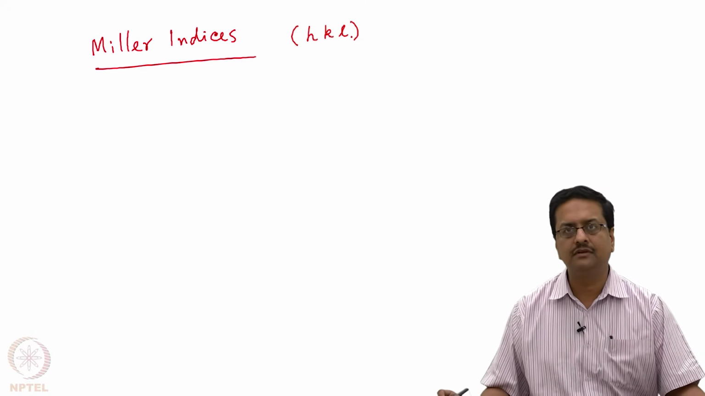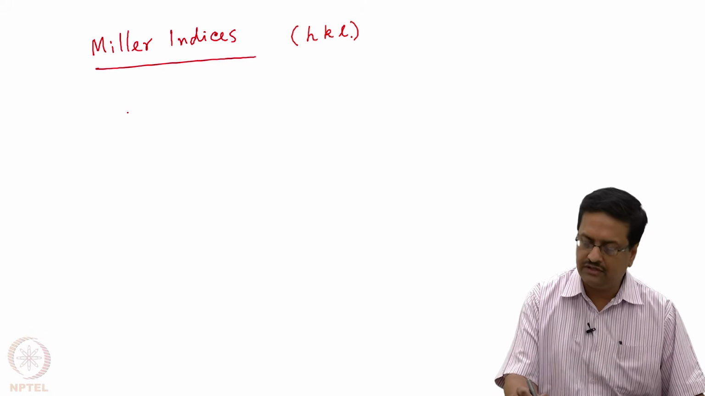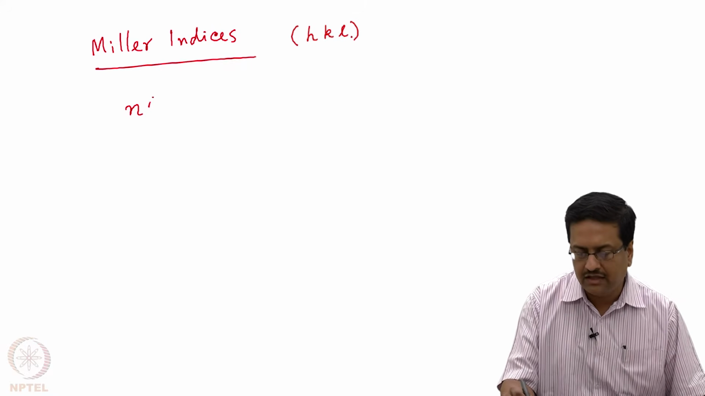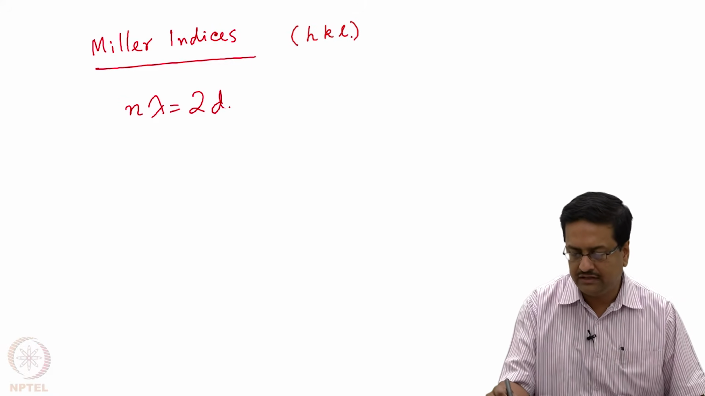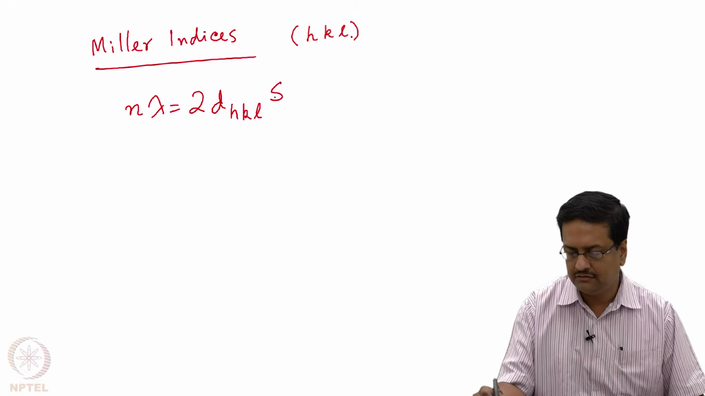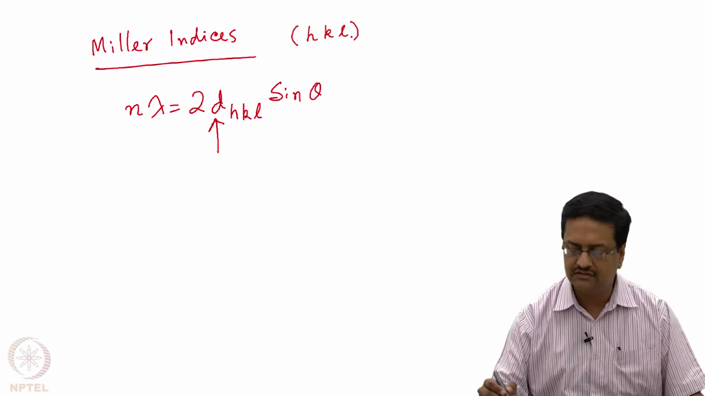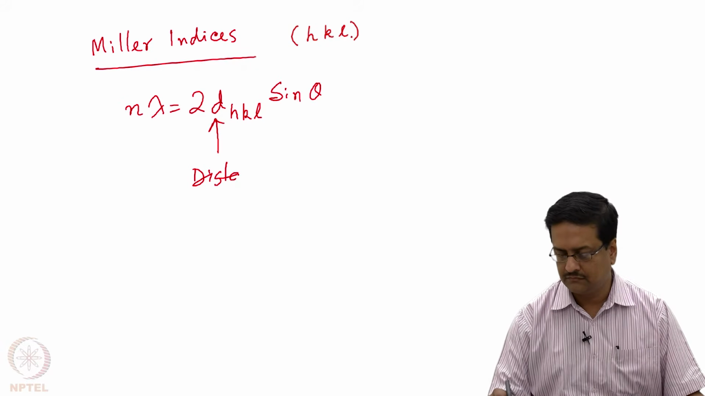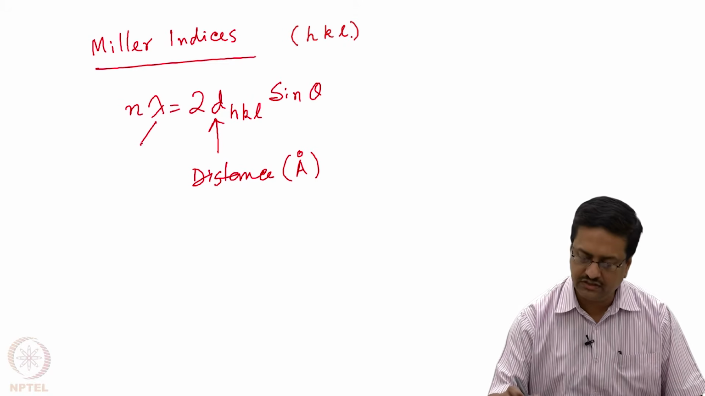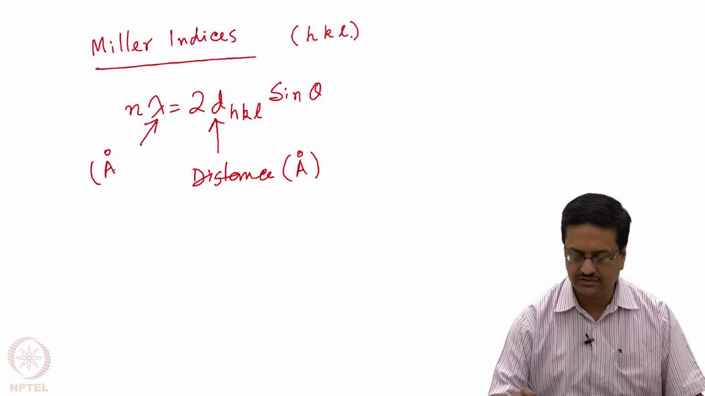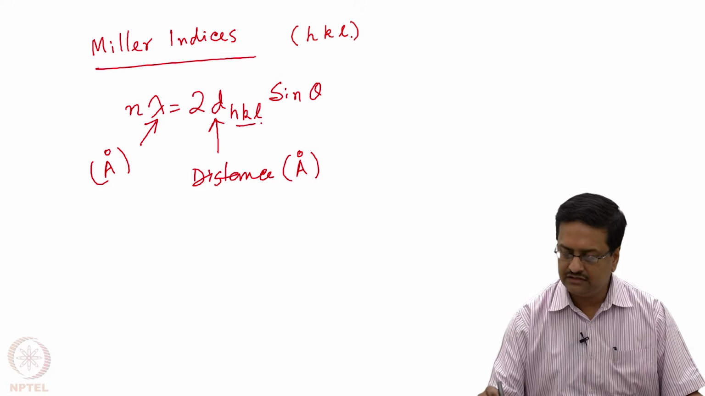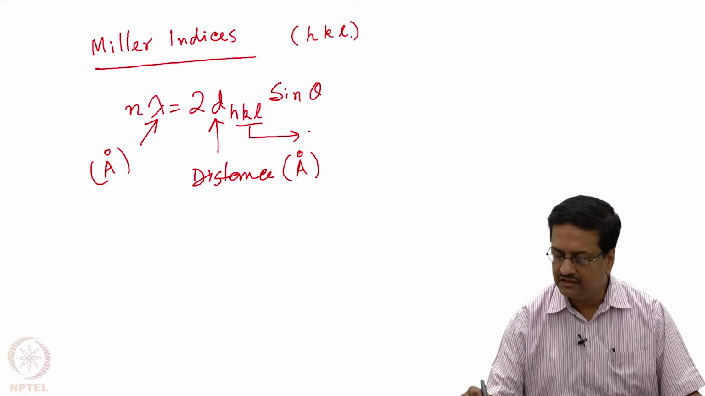You might have seen and may remember that Bragg's law states n lambda equals 2 d HKL sin theta. Here d is the distance in angstrom unit, because we represent lambda in angstrom unit, and the indices HKL indicate the planes. So it is the designation of planes.